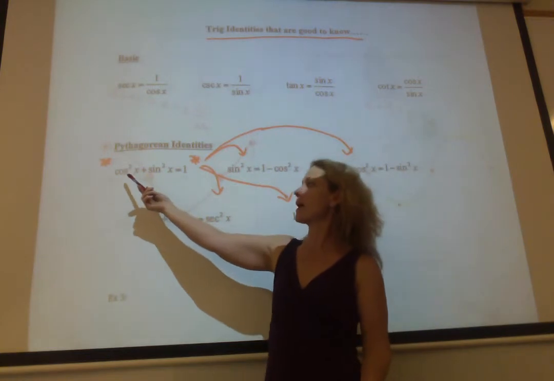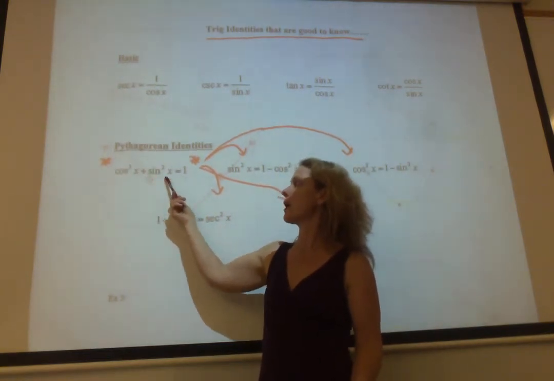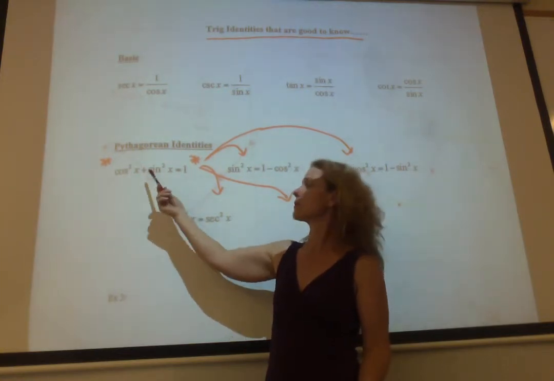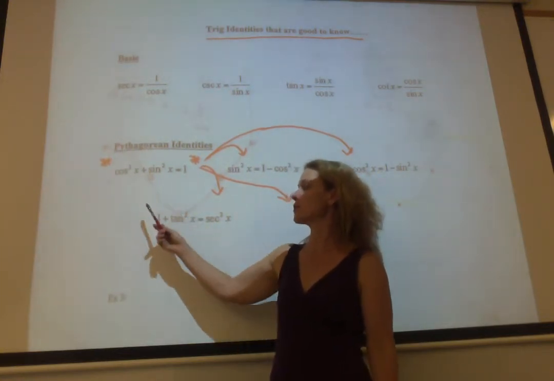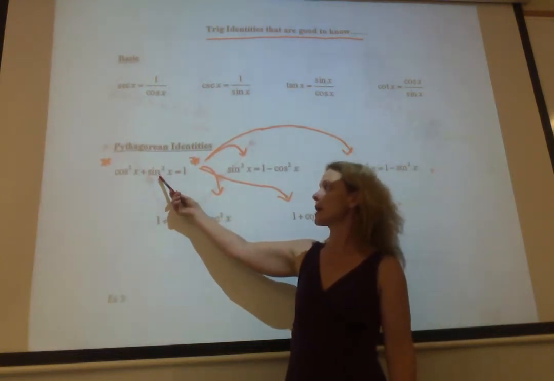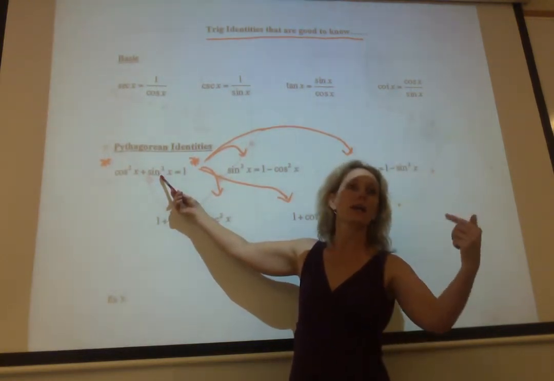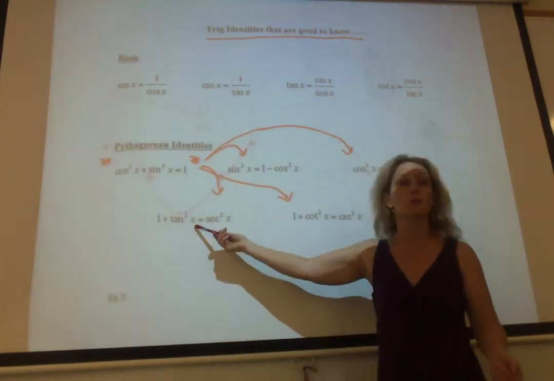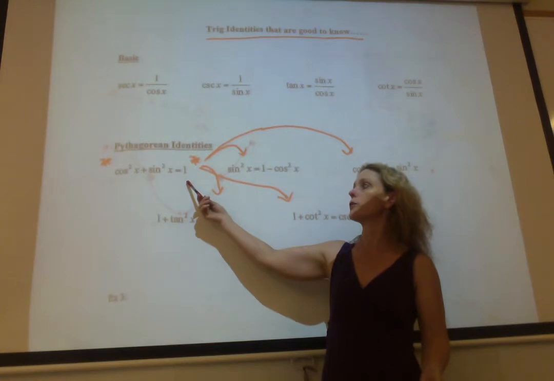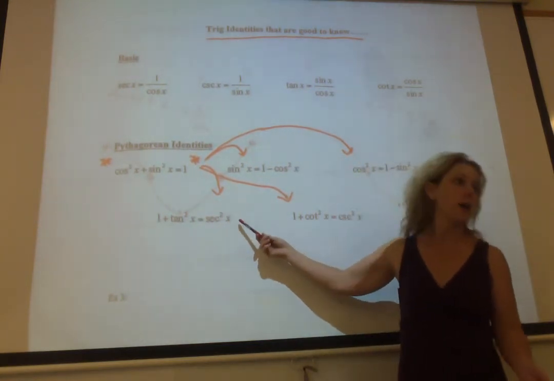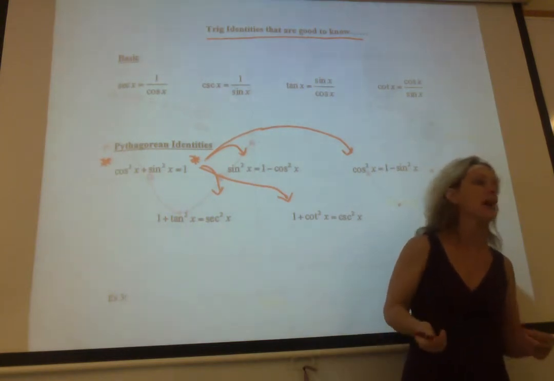Now, what did we do to get this? We actually went back, if we divided all of these by a cosine squared x, this divided by cosine squared x would be 1. This divided by cosine squared x would be sine x over cosine x, which is tan, but it's being squared, tan squared. This would be 1 over cosine squared x, which is the reciprocal, correct? Secant squared x. So that's all we did to get that identity.